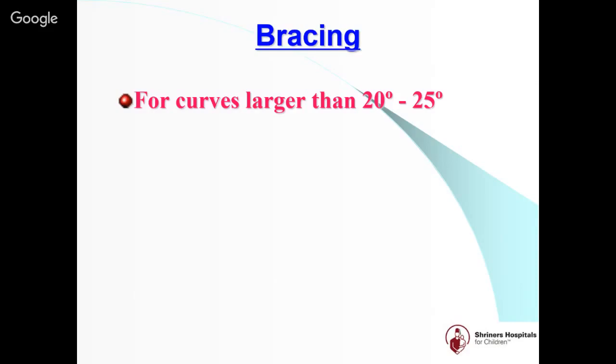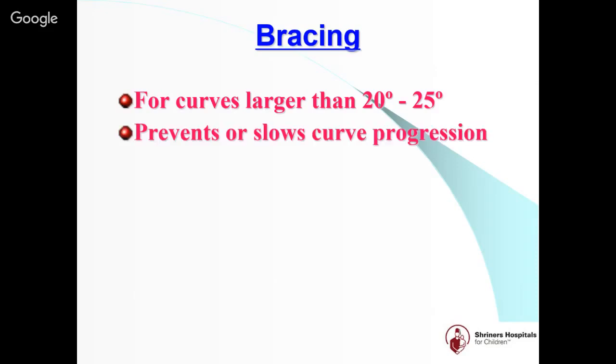So what about bracing? Well, bracing is for curves where the kid's too old for casting or not appropriate for casting, and they're over about 20, 25 degrees. But all the brace can do is stop a curve from getting bigger, and that's at best what it can do. So a cast can make a curve smaller, but a brace can really only stop it from getting bigger.